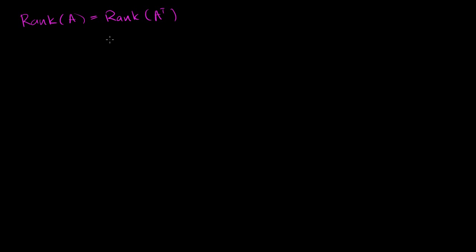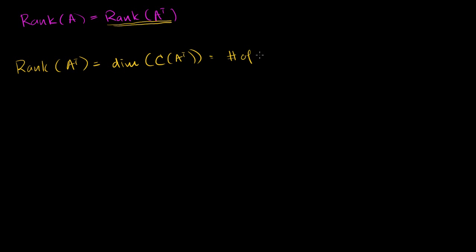So let's just understand, actually, I'm going to start with the rank of A transpose. The rank of A transpose is equal to the dimension of the column space of A transpose. That's the definition of the rank. And what is it? The dimension of the column space of A transpose is the number of basis vectors for the column space of A transpose. That's what dimension is. For any subspace, you figure out how many basis vectors you need in that subspace, and you count them, and that's your dimension.